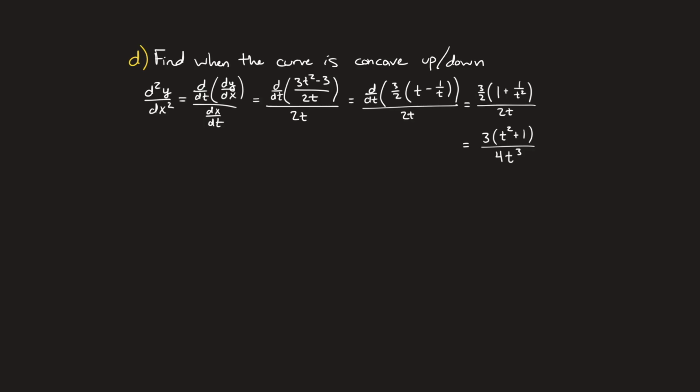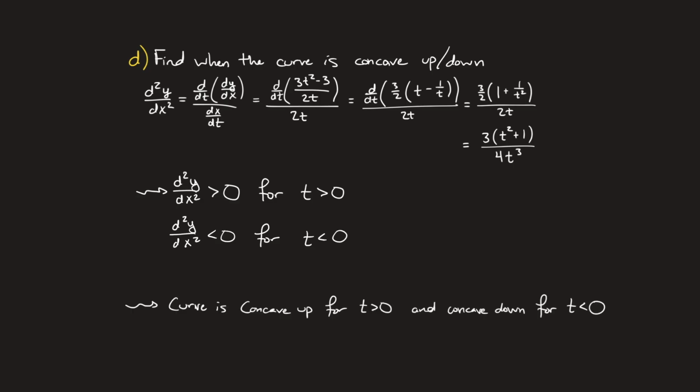And now we want to know when this expression is positive and when it is negative. It turns out not to be too bad in this case, since the numerator is always positive. Therefore, the second derivative is positive when the denominator is positive, which happens when t is bigger than 0, and the second derivative is negative when the denominator is negative, which happens when t is less than 0. Thus, the curve is concave up when t is positive, and concave down when t is negative.